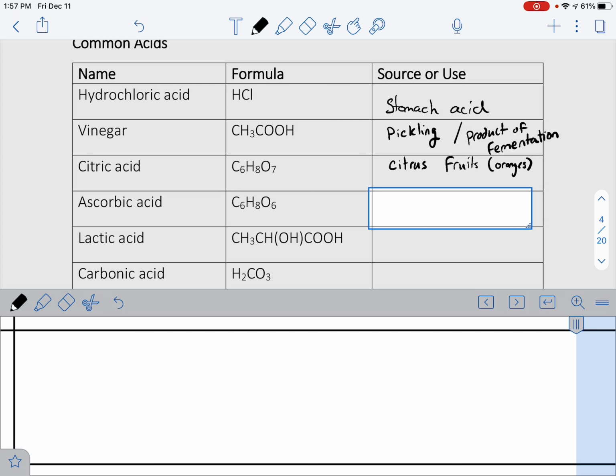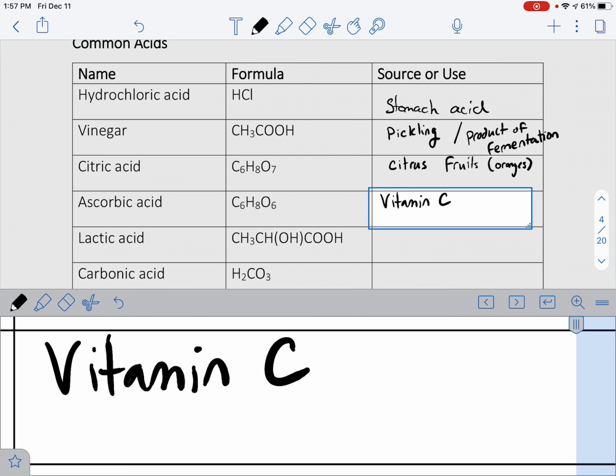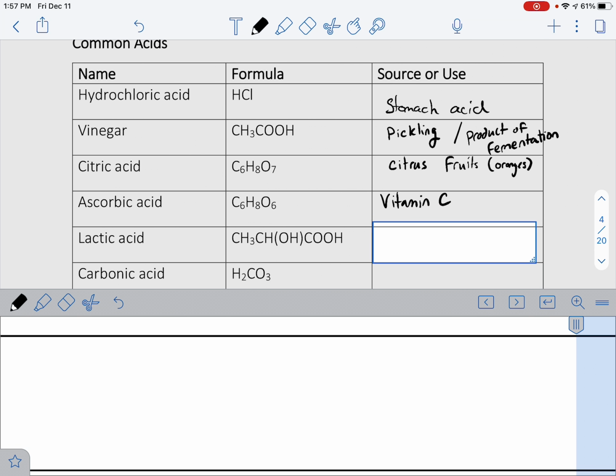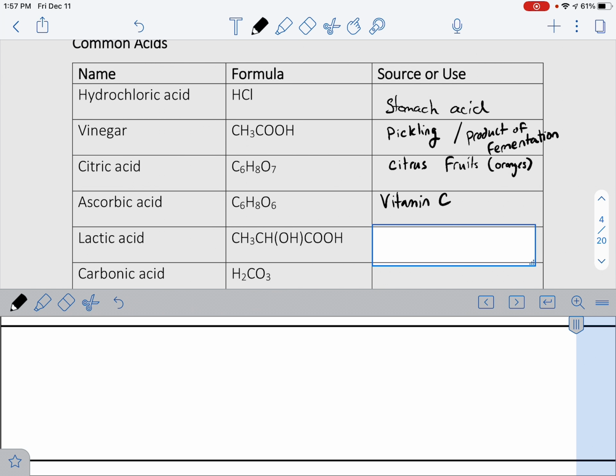Ascorbic acid is vitamin C, of course. So it's incredibly important for your immune system. And that's one of the tricks about this, is that you might not even realize that something is an acid, even though it's a ubiquitous thing like vitamin C.